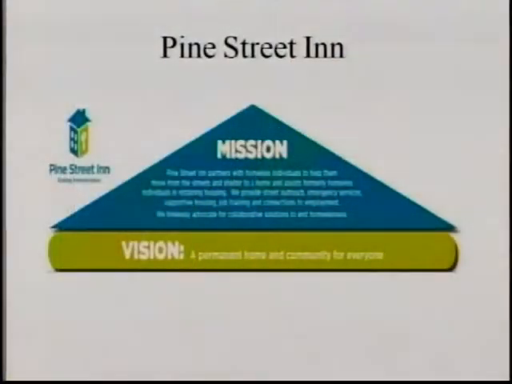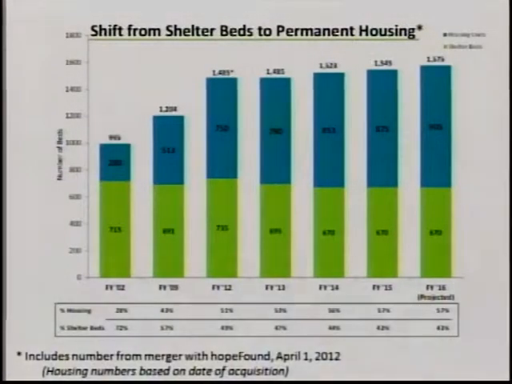And let's see, success. So our vision today, this wasn't our vision in 1969 at all, but our vision today is a permanent home and a community for everyone. And that's the trajectory that we are on. I just wanted to show you this piece quickly so that you can know where we're going and why we're going.